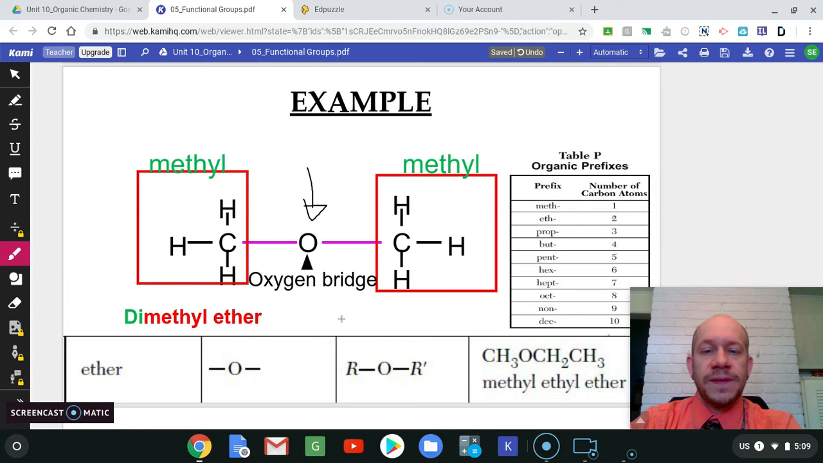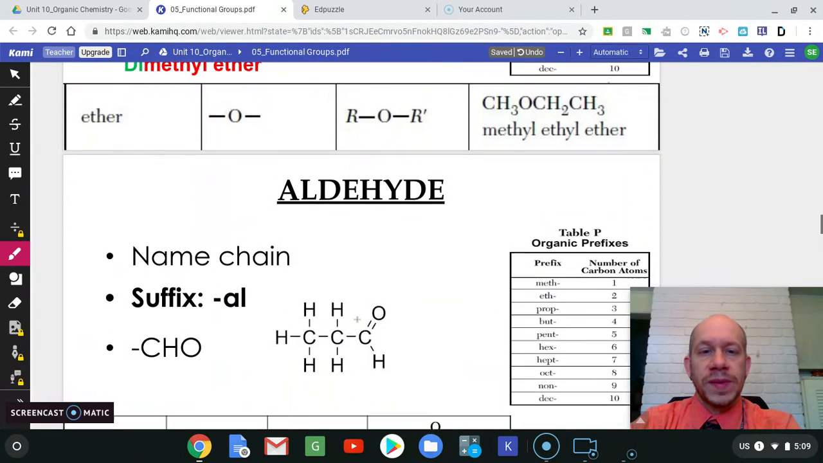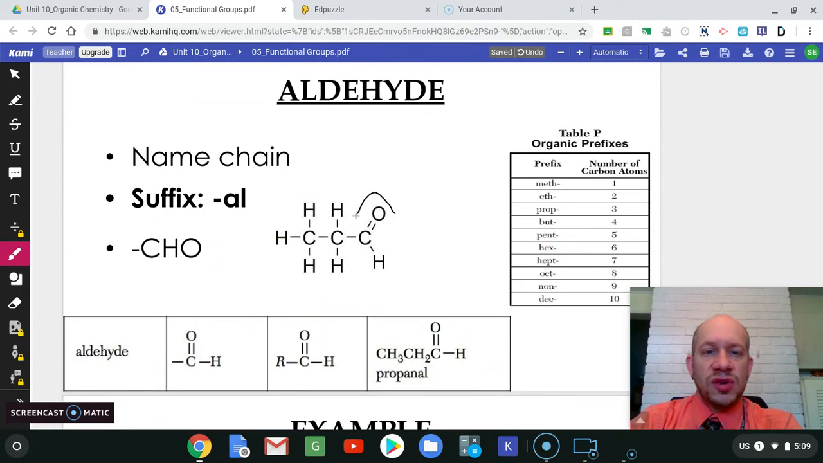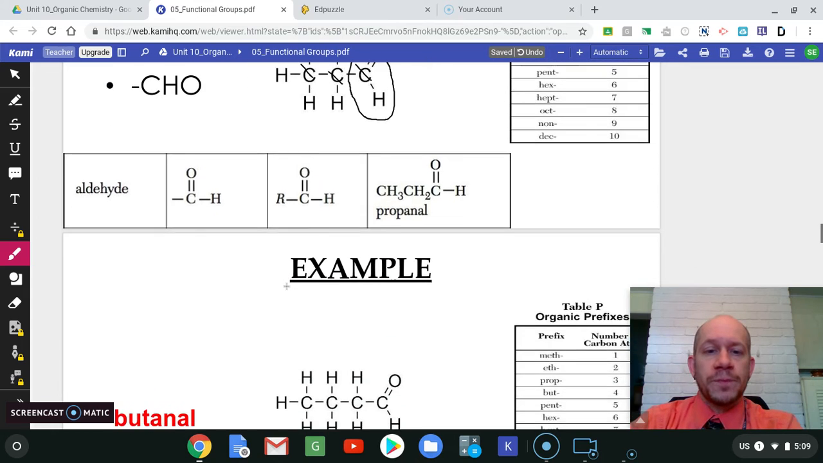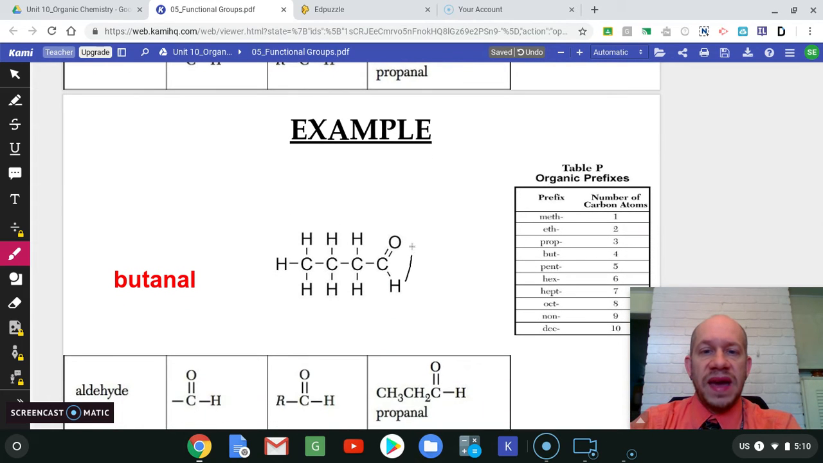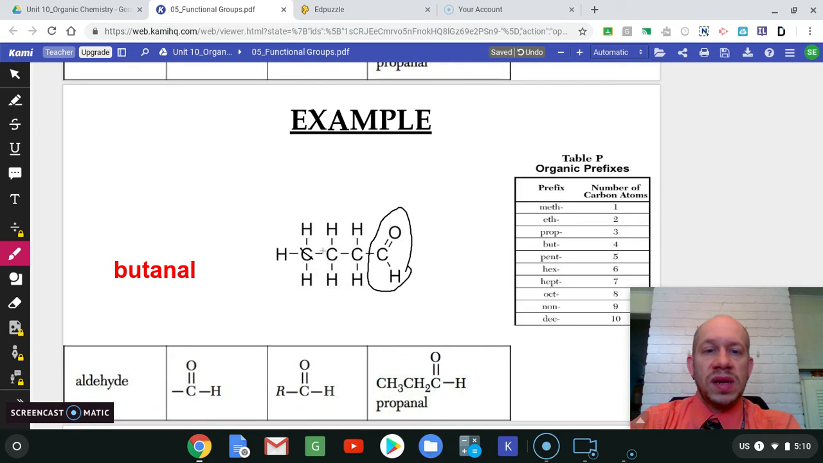Aldehydes have this functional group where they have the CHO on the end. For the suffix, you'll name the chain and add the suffix -al. So in this case, I have 1, 2, 3 carbons, so it's a prop. And that functional group with the CHO is add the suffix -al, so it's propanal. A second example, I have the functional group CHO on the end, and I have 1, 2, 3, 4 carbons. Therefore, I have butanal.